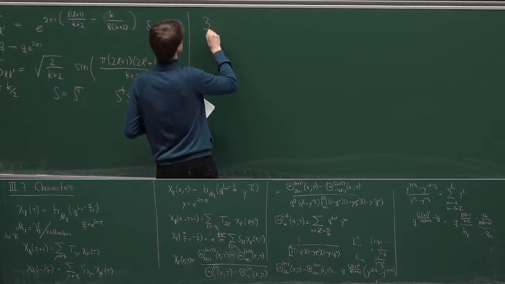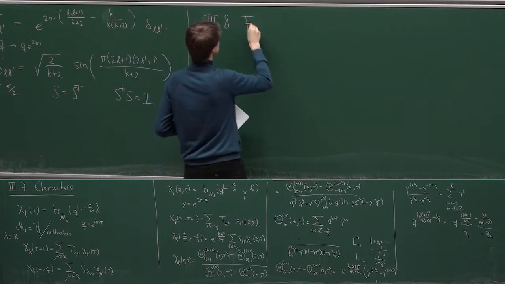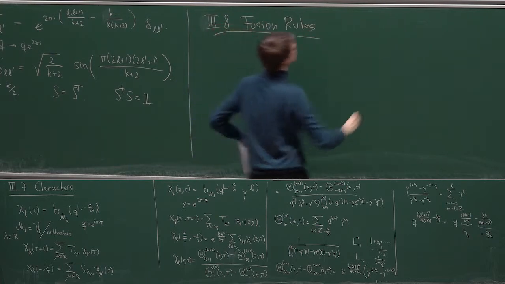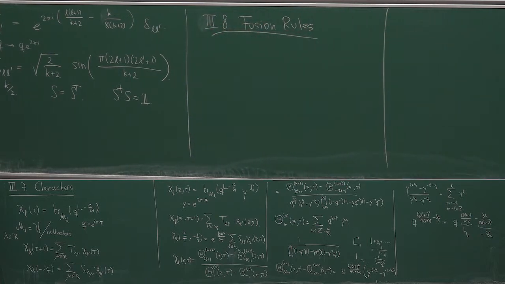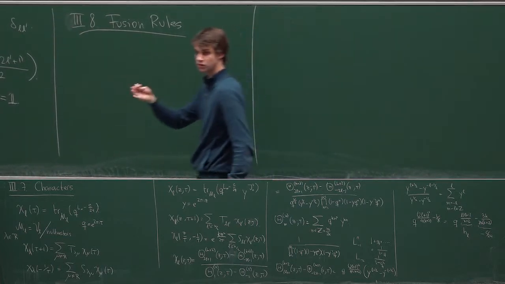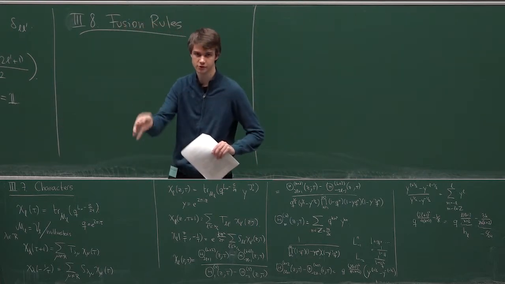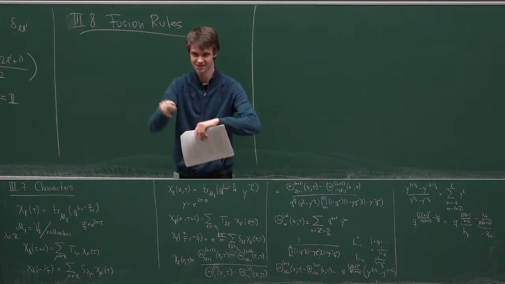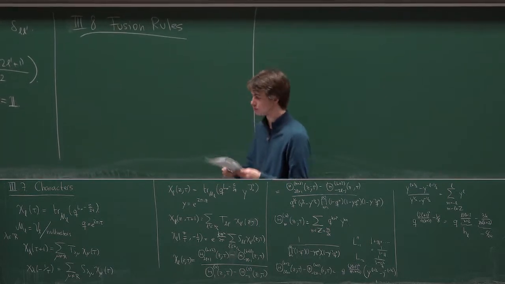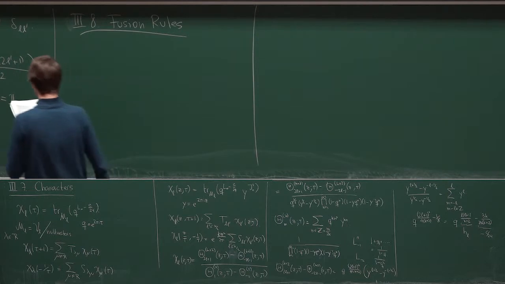Good. So let's do 3.8, which is fusion rules. And if you remember, Sylvain introduced fusion rules by computing four-point functions. Then he computed the four-point functions with some degenerate representation and computed in the conformal block what is the field which can propagate in the intermediate channel. Okay, so I will take a different route because I'm not so brave to compute four-point functions in Wess-Zumino-Witten models, which can be done, but it's hard.